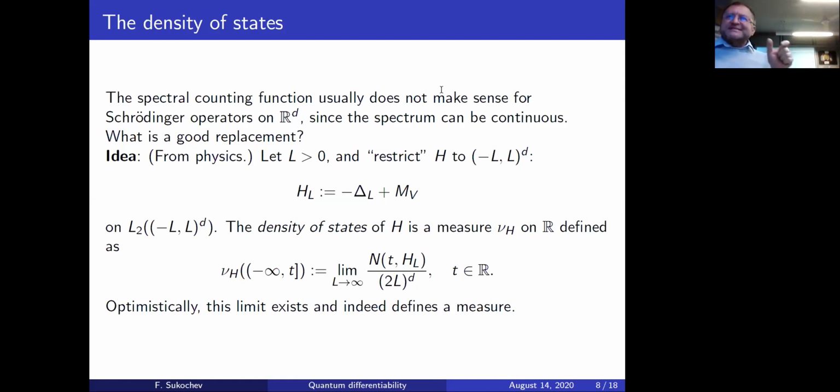And if this limit exists, then it can be shown that this limit, in fact, defines a measure, which I will denote nu of H, on the interval minus infinity to T. And precisely this measure is called the density of states of the Schrödinger operator H. As I write here on the slide, optimistically, this limit exists and indeed defines a measure. Of course, there will be a number of theorems to verify whether this happens, and what the conditions on V are under which it happens. But we know that, say, in Anderson localization techniques and other theories, like Floquet theory, it does indeed happen.